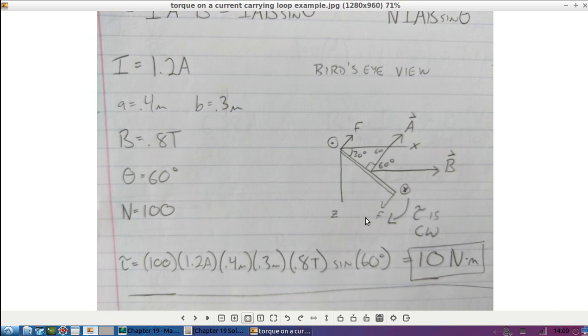Okay, so I'm pretty sure this is very similar to a WebAssign problem. So the biggest issue I see is picking that angle. So draw a different diagram, maybe look at it from the top, and then draw another diagram and use some geometry to figure out what that angle is between the area vector and the magnetic field vector.